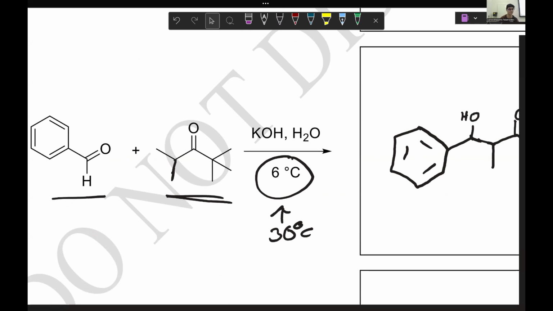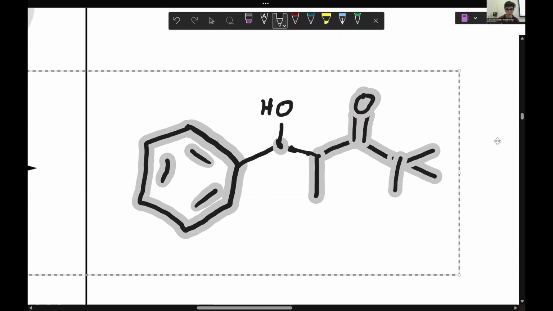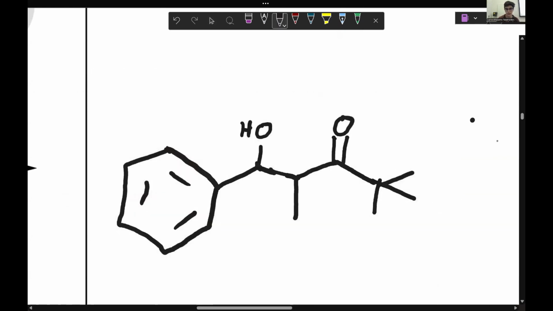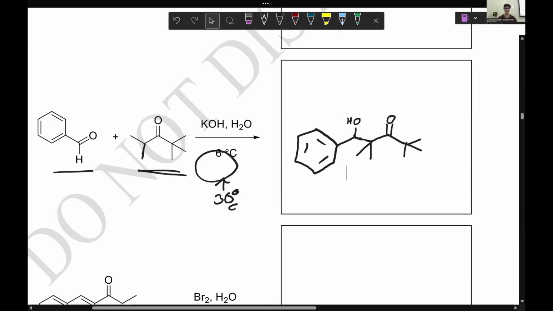So even if the temperature is such that we can form the condensation product, if there's no methyl or no alpha protons in the product, then you won't be able to form the condensation product, because the condensation product also comes from deprotonation. So whenever you want to deprotonate, you've got to have that.